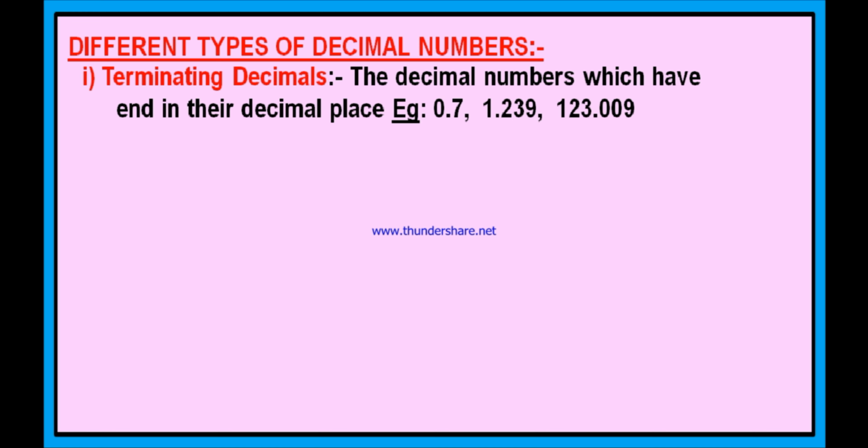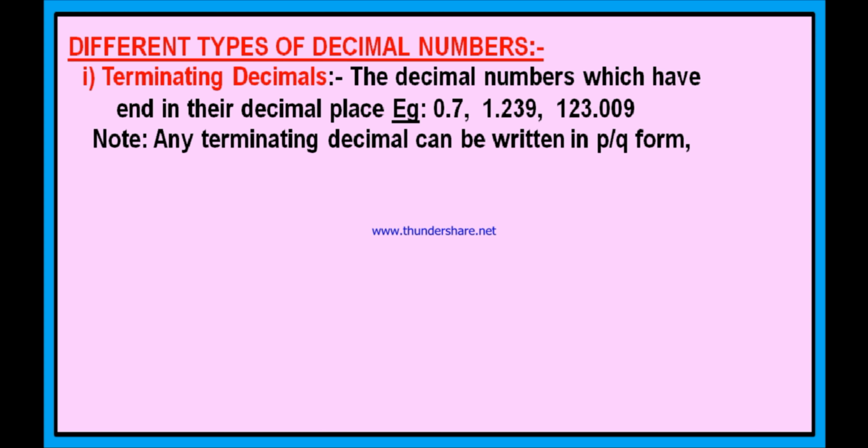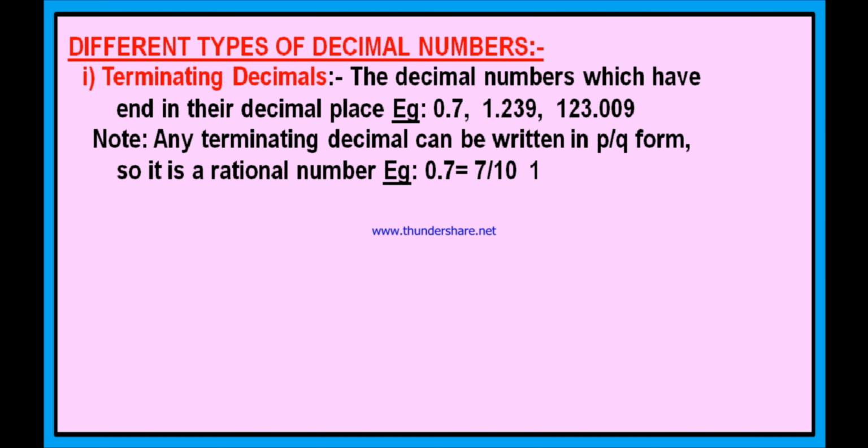And another number, 123.009. This decimal place again ends with 9. This type of decimal numbers which have an end in their decimal place are called terminating decimals. And we know that any terminating decimal can be written in the form of p by q, in a fraction form. So it is called a rational number. Dear students, if any number can be written in the form of p by q, where p and q are integers and q not equal to 0, then such numbers are called rational numbers.